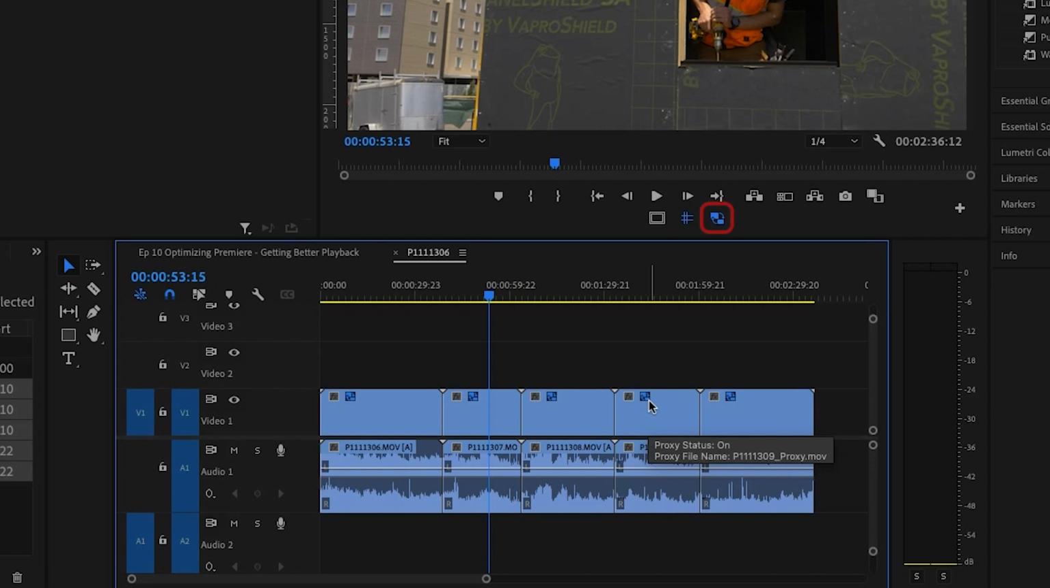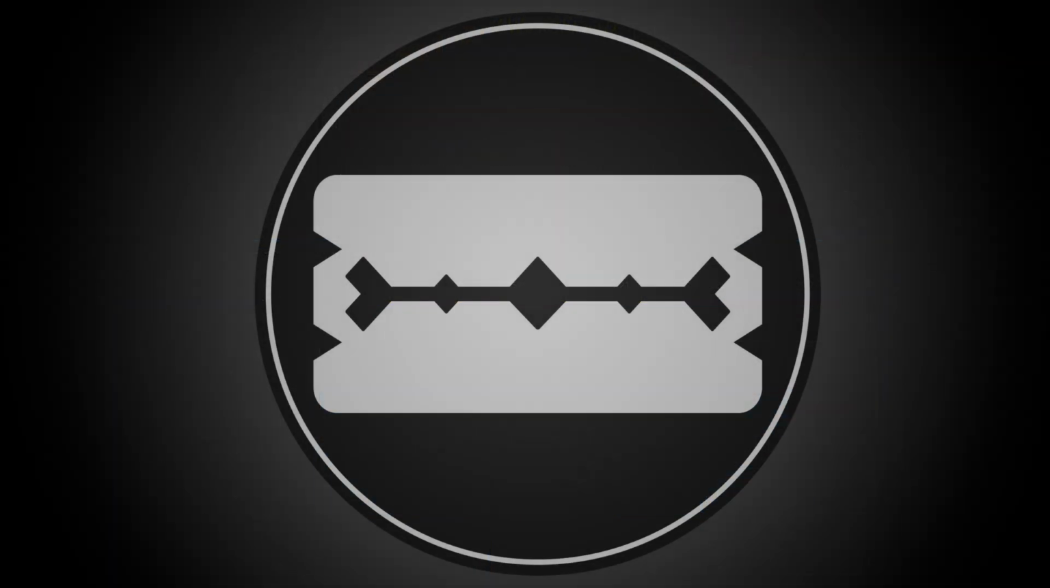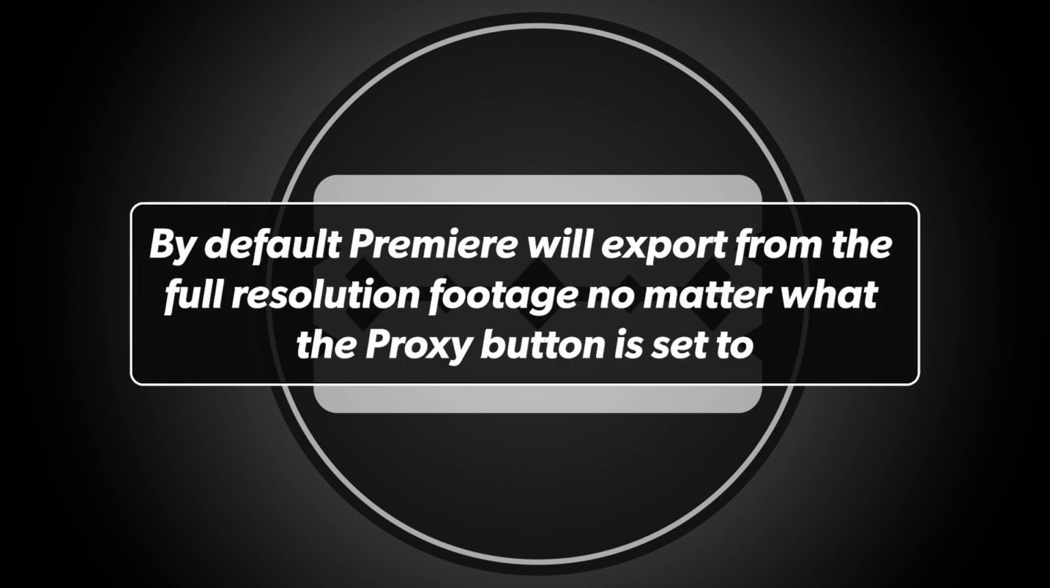You can turn proxy mode on or off with this button if you want to spot check the quality or focus on something. Using proxy and dropping the playback resolution will make for a pretty fuzzy looking picture in the program panel, but that's not what it'll look like once exported.